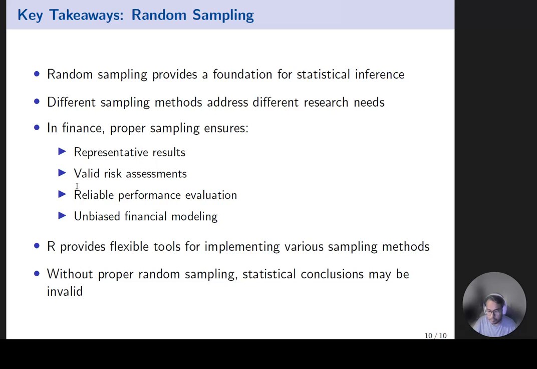We have seen that the different sampling methods address different research needs. Simple random sampling works well for homogeneous populations, while stratified sampling works better when there are distinct subgroups. Cluster sampling can be more practical when dealing with geographically dispersed populations, and systematic sampling offers a straightforward approach for certain scenarios. So this is the theoretical side. In a separate video, I will walk through an R script where I will show you how to implement these methods in R.